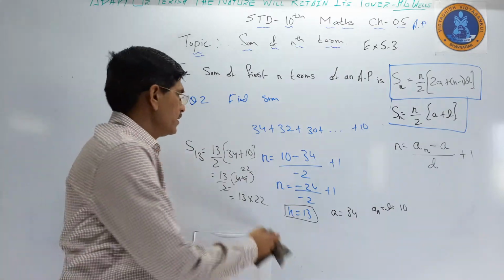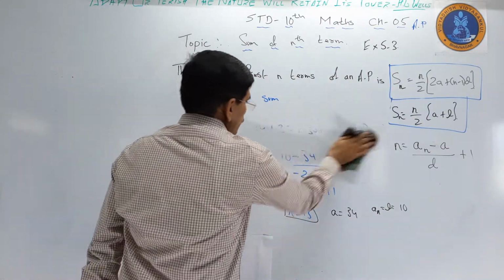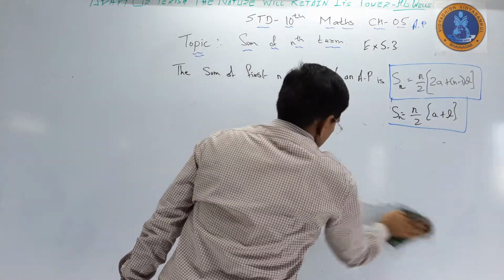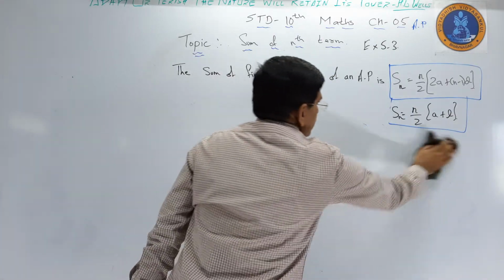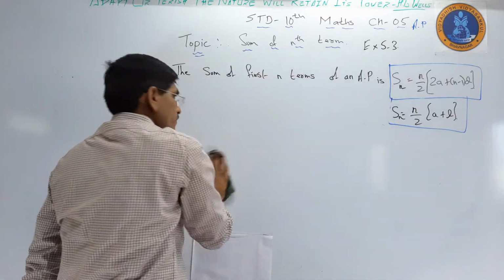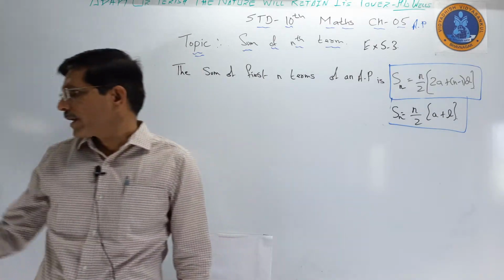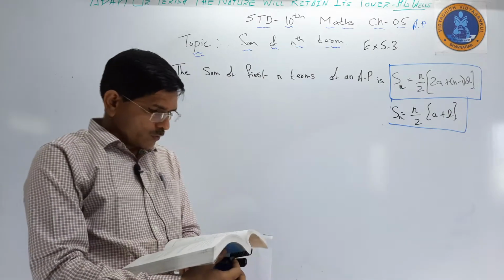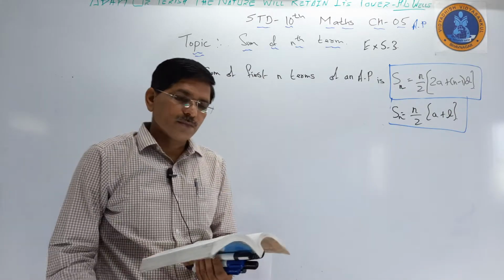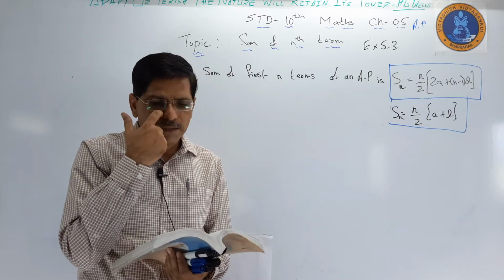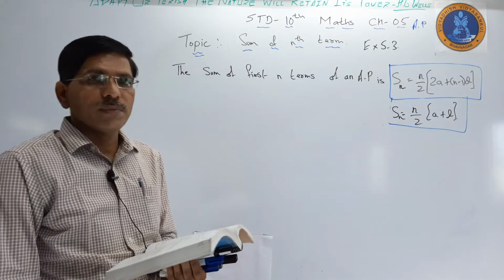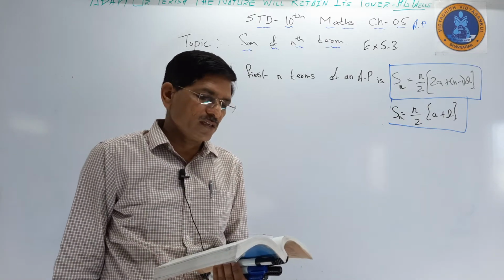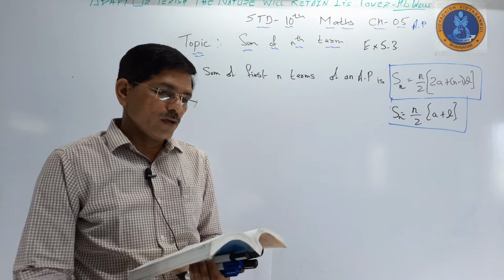Now, more sums we can do using the formula Sn is equal to n by 2 in bracket 2a plus (n minus 1)d. In question number 3 there are 10 sums. How many terms of the AP 9, 17, 25 must be taken to give a sum of 636? Again, Sn is given.